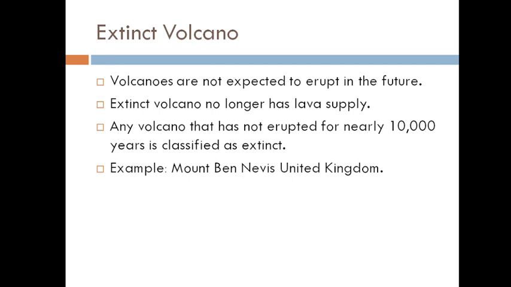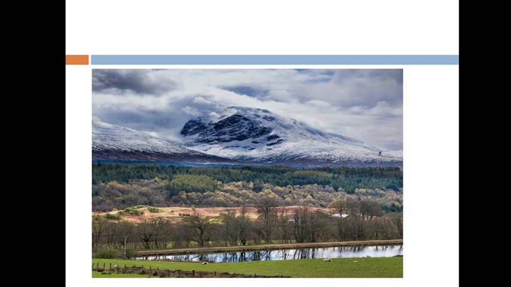This mountain is one of the highest mountains in the UK. This is an image of Ben Nevis. It erupted 350 million years ago, and it has been quiet for a very long time. So this has been given as the extinct volcano.